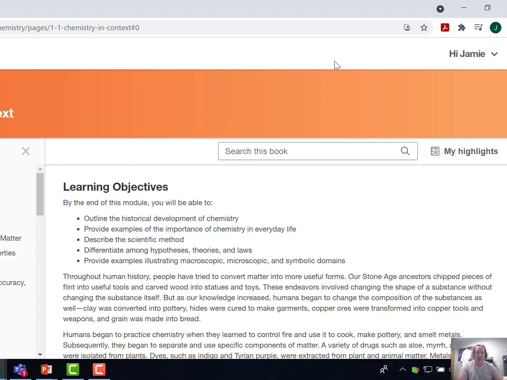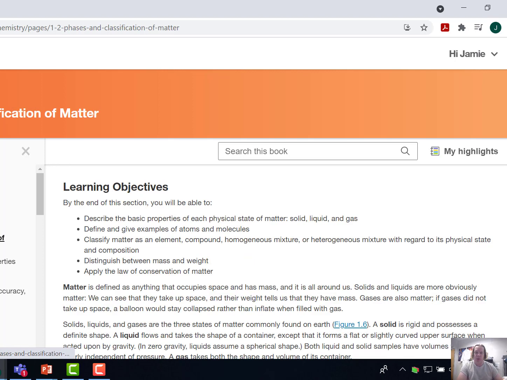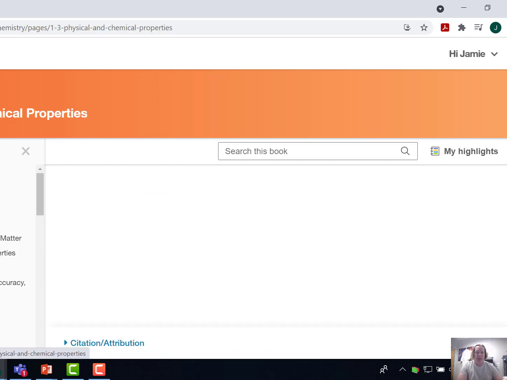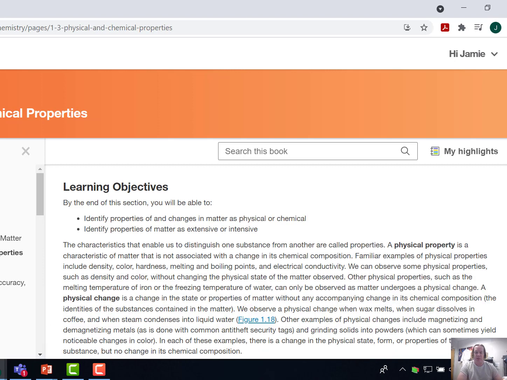So we went through this on Canvas. Also for section 1.2, phases and classifications of matter, and section 1.3, physical and chemical properties. Everything from those first three sections of the module should be something that you are learning just by watching the videos on Canvas and reading the textbook. So there's no in-class portion of that you're missing out on.